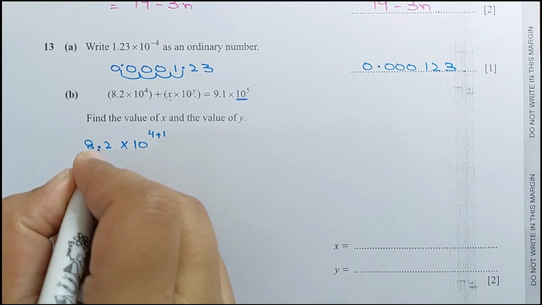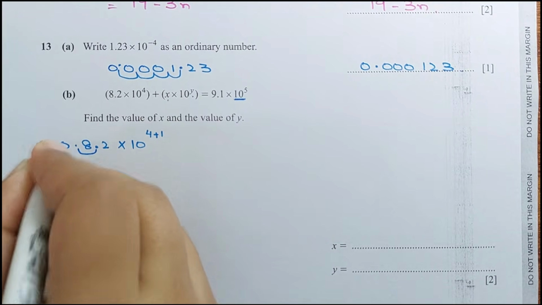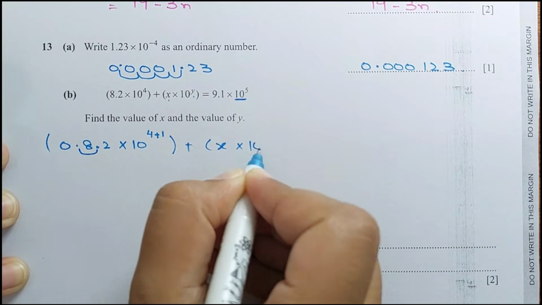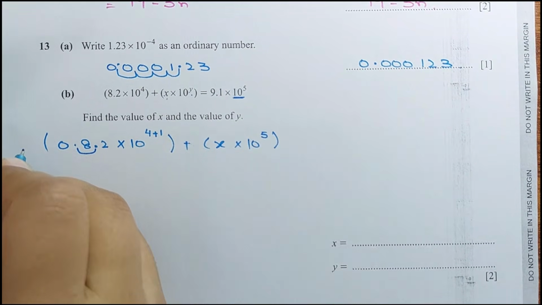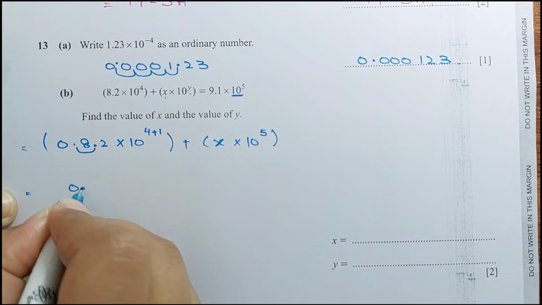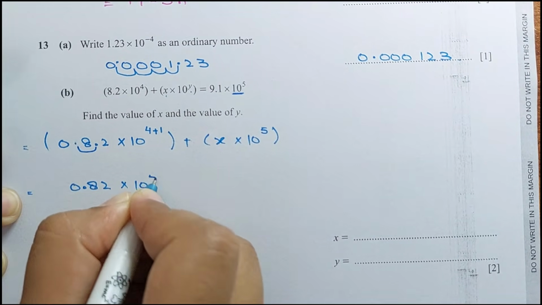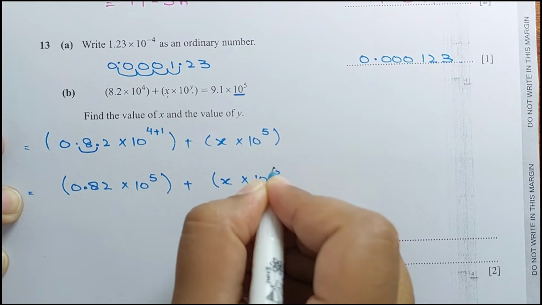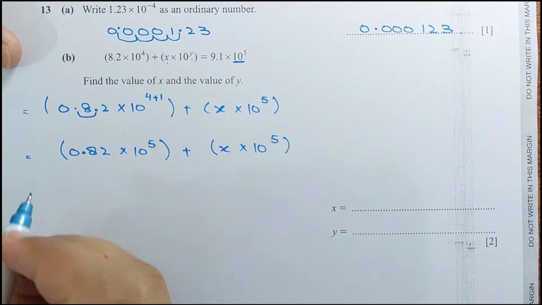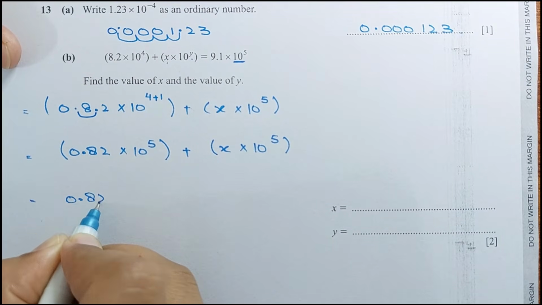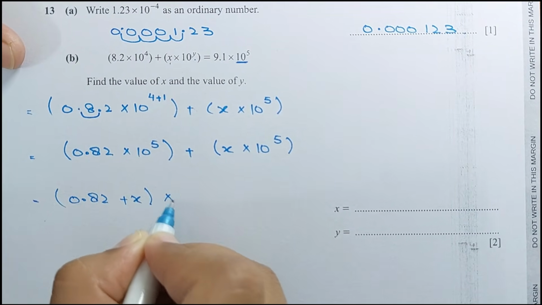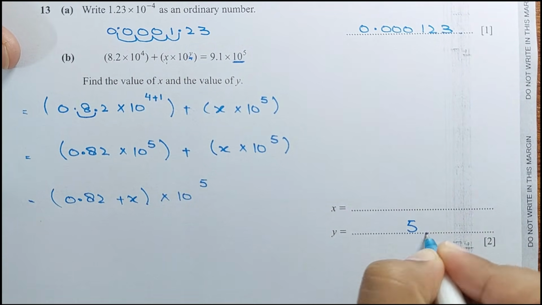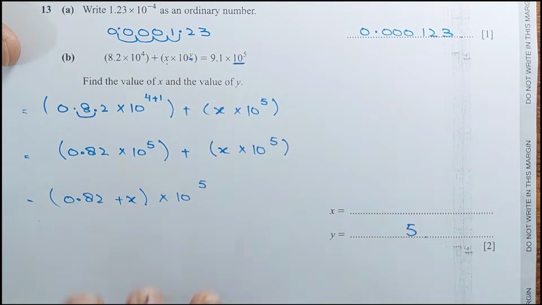When you add 1, right, so you have to move the decimal point 1 unit to the left over here, right, and plus x times 10 to the power 5. Okay, now this becomes 0.82 times 10 to the power 5, right, and plus x times 10 to the power 5. Now we can take 10 to the power 5 common, and we are left with 0.82 plus x times 10 to the power 5, right? It means the y value is 5.